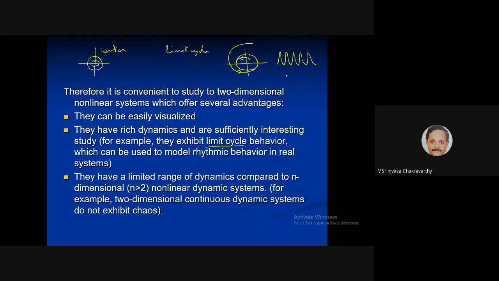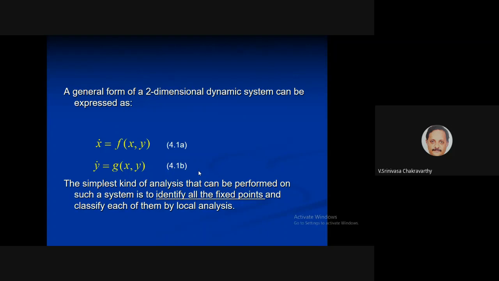So limit cycles are quite important, and they can be exhibited already in a two-dimensional nonlinear system. So that's important for us. But a two-dimensional system obviously has a limited range of dynamics compared to n-dimensional systems. We'll also simulate n-dimensional systems, but they're very hard to analyze theoretically. So we'll just satisfy ourselves with simulations.